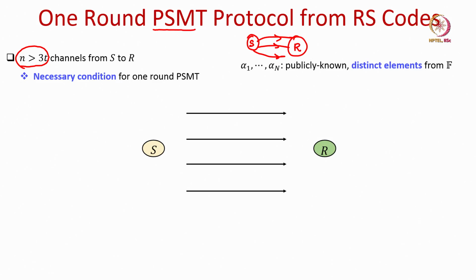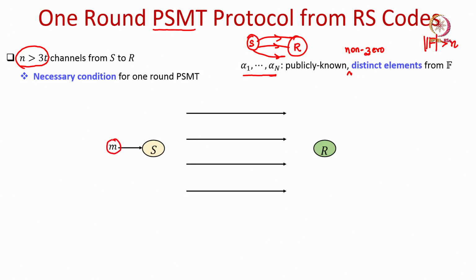So, assuming you are given at least 3t plus 1 unidirectional channels from S to R, and at most t of the n channels could be Byzantine corrupt, we want to design a one round PSMT protocol. In this protocol all the operations will be done over a finite field, and as a setup we will assume that there are n publicly known non-zero distinct elements. All the operations will be performed over a finite field where the size of the field is at least n plus 1, and the sender's message also will be an element of the field.